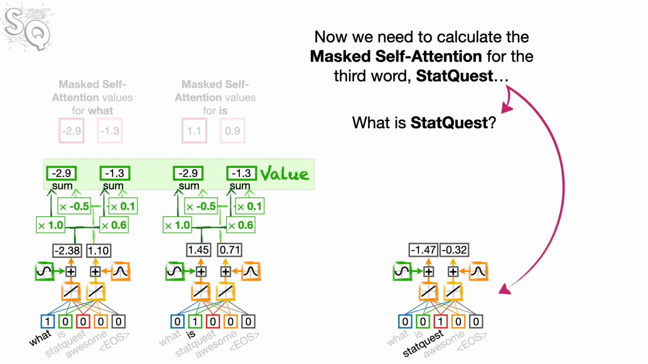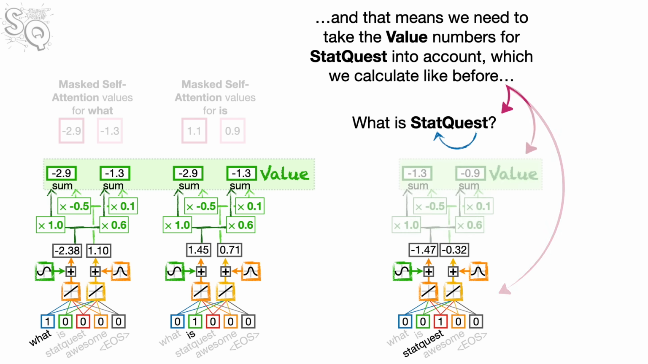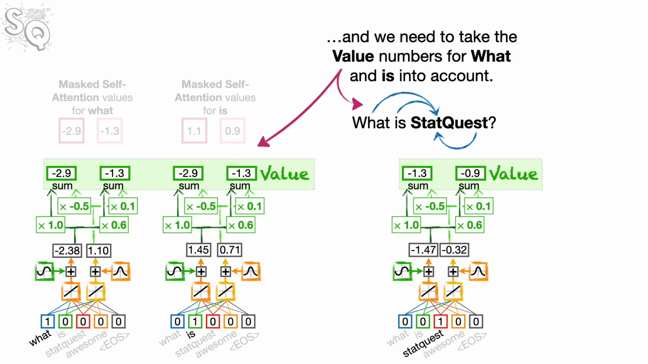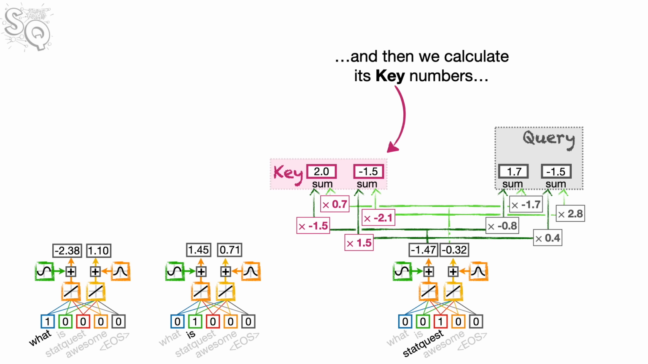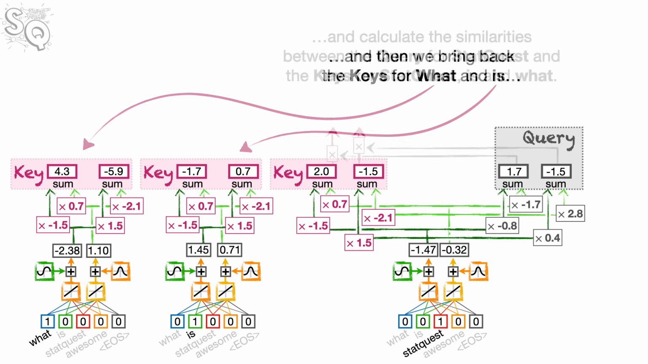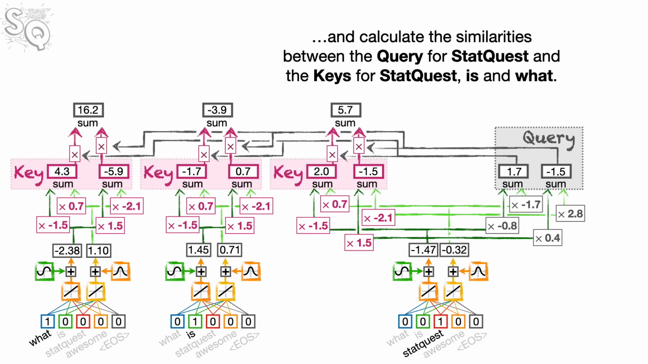Now we need to calculate the masked self-attention for the third word, StatQuest. And that means we need to take the value numbers for StatQuest into account, which we calculate like before. And we need to take the value numbers for "what" and "is" into account. So the first thing we do is calculate the query numbers for the word StatQuest, and then calculate its key numbers. And then we bring back the keys for "what" and "is", and calculate the similarities between the query for StatQuest and the keys for StatQuest, "is", and "what".